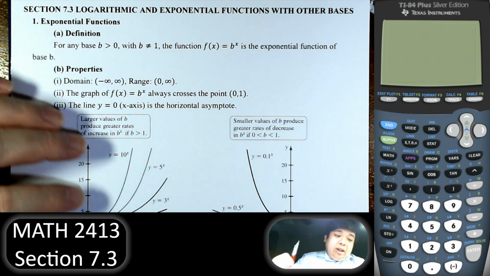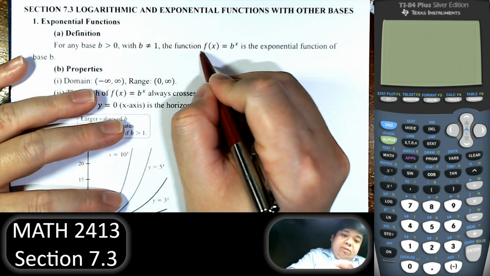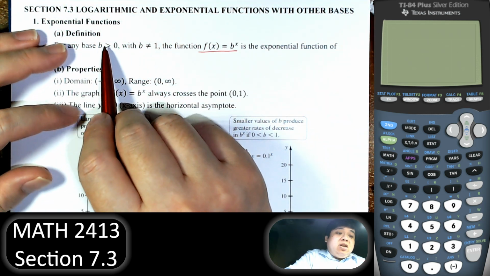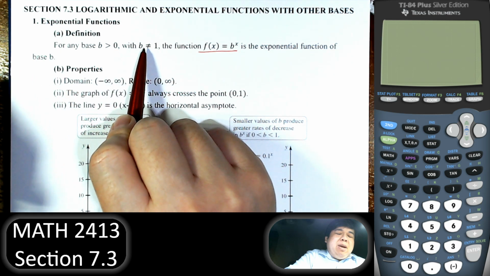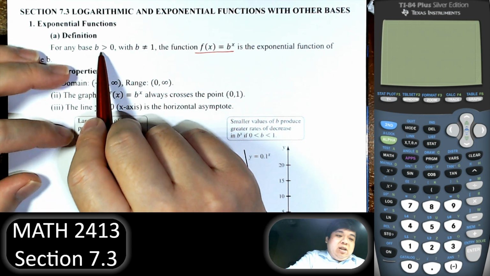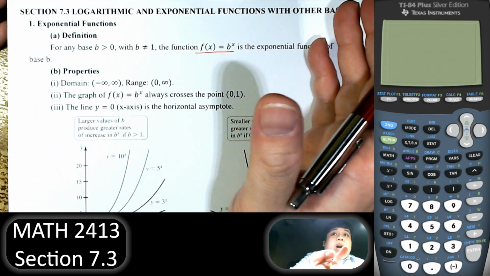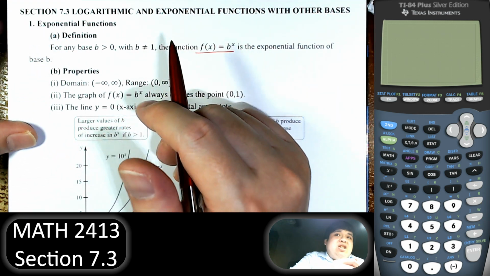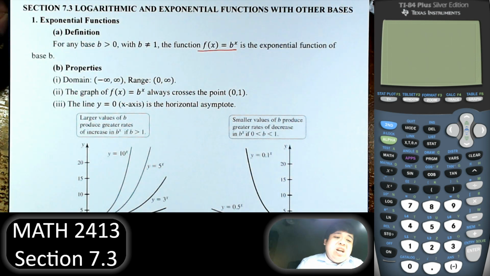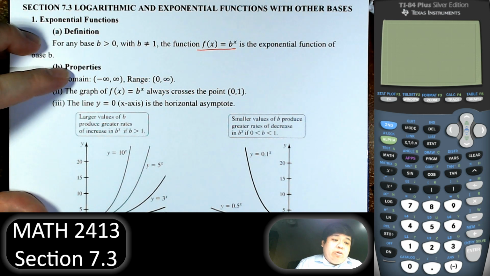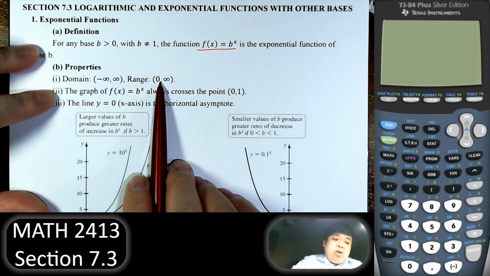the exponential function in general. So b could be anything. The base is not equal to 0. The base is not equal to 1 and greater than 0. Because if the base is 1, 1 raised to any power is still 1, right? So in that case, it's just a constant, and it's not really interesting in that case. Right?